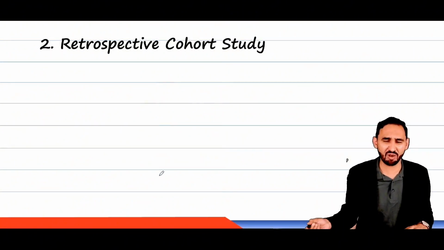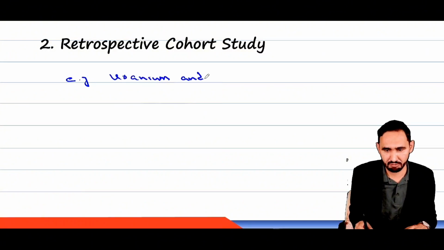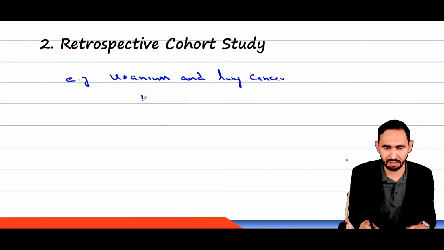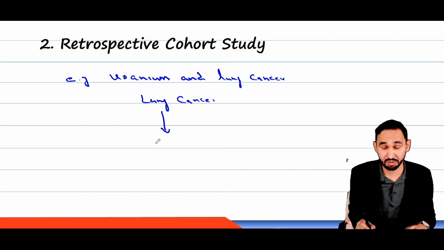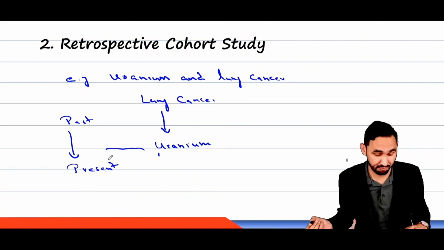What is retrospective cohort study? You can take the example of uranium and lung cancer. So, lung cancer is present. We move to the past to see the exposure to uranium. We establish the risk factor. Then we again move from past to present. This is retrospective cohort study.